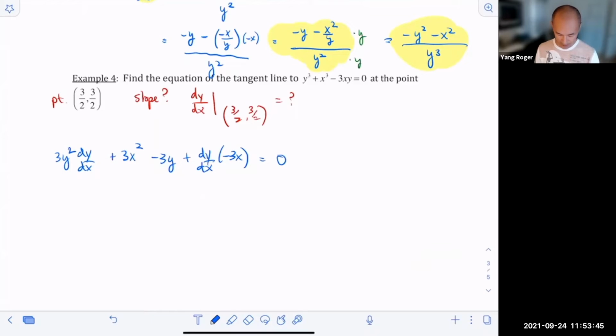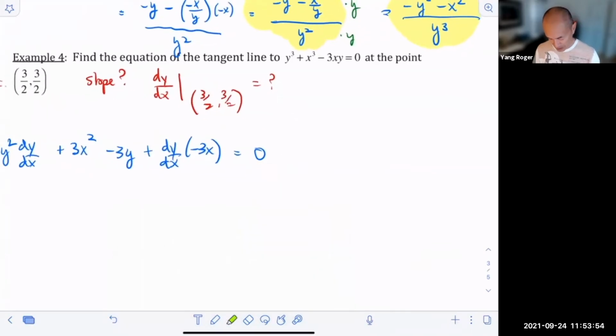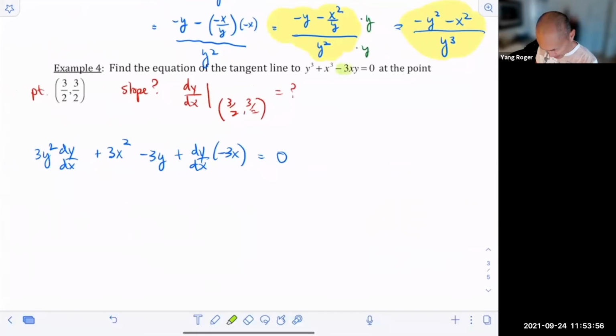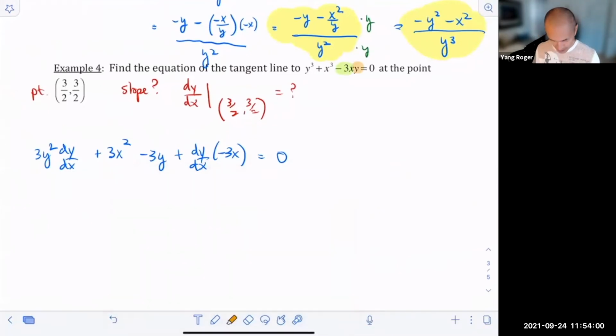I'm slightly worried that happened too fast for you. So what just happened? I'm using the product rule. The negative 3x is the first function, and the second function is the y function. This is the derivative of the first thing, you keep the second. This is the derivative of the second thing, you keep the first. Okay.